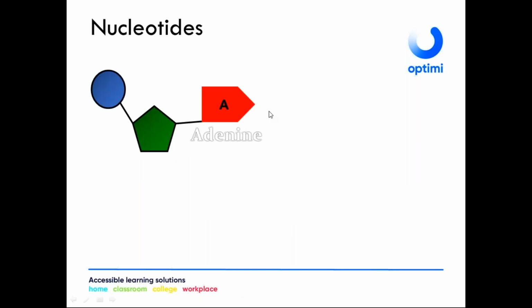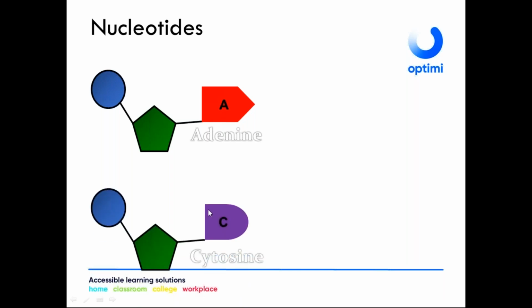So now we have 4 different types of nitrogenous bases found in DNA. The first one is adenine, and then we have cytosine, labeled C.